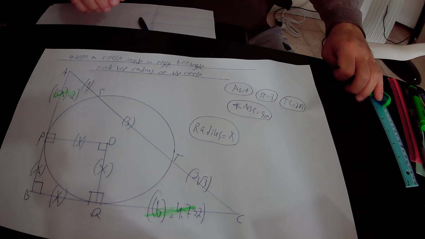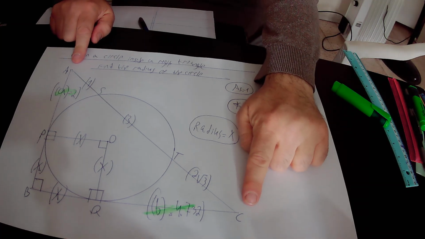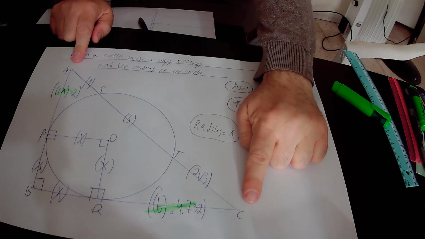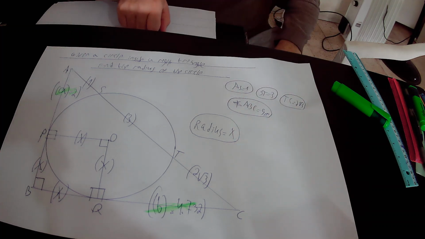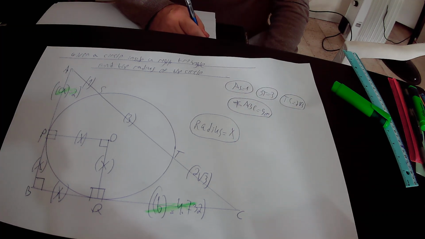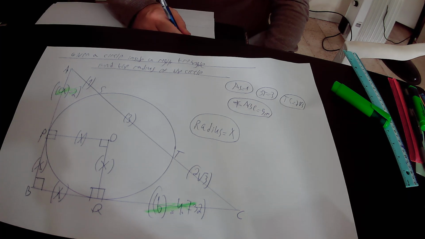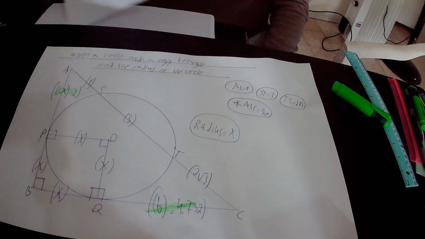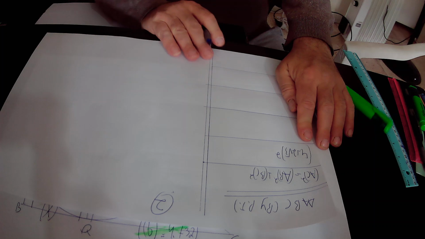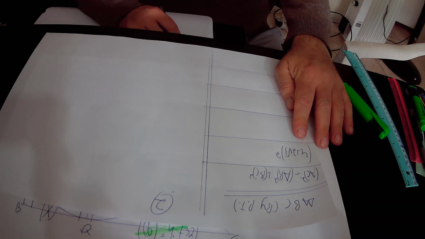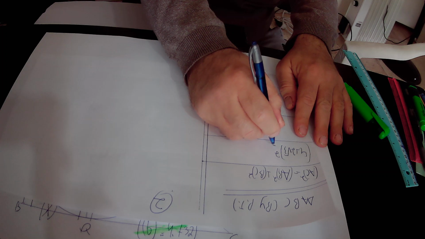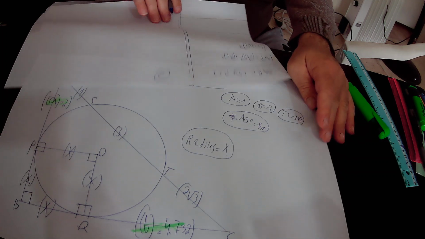What is the length of AC? What is the length of the hypotenuse AC? From the drawing it is very easy to see that AC in total equals 1 plus 3, that is 4, plus 2 times square root of 3. So AC in total will be equal to 4 plus 2 times square root of 3. And therefore AC square will be equal to (4 plus 2 times square root of 3) square, and it equals AB square.